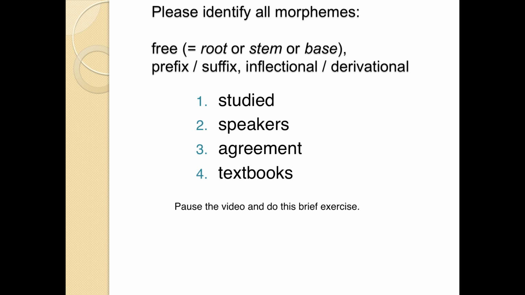Okay, second to last slide. You almost made it. So please identify all morphemes. So of these 4 words, tell me which one is the free morpheme, and which one is a prefix and a suffix, and then tell me if the suffix is inflectional or derivational. English only has inflectional and derivational suffixes. There are no inflectional prefixes. Okay, I'm starting to not make sense anymore. Pause the video for a moment and just split up these words, identify their morphemes.